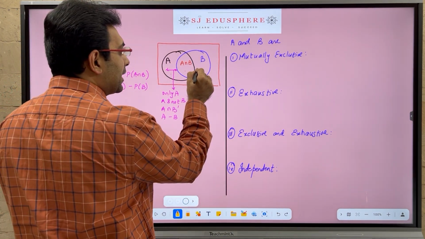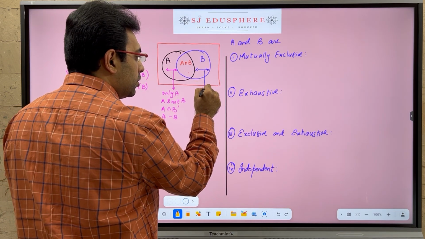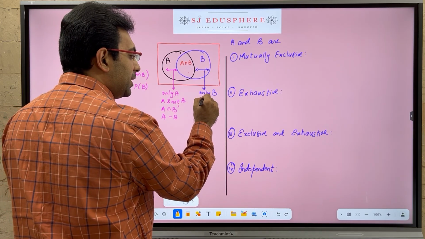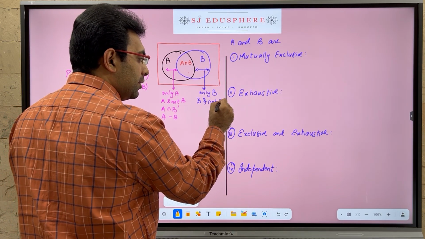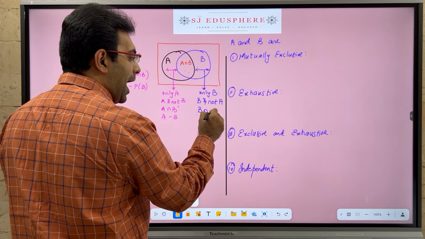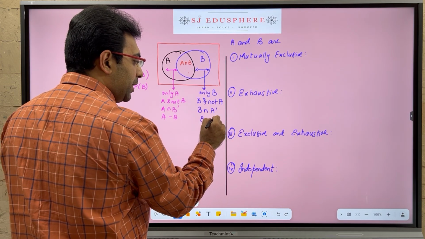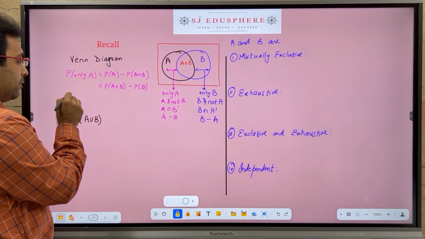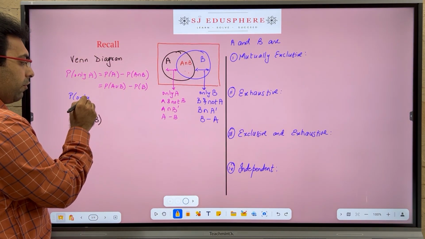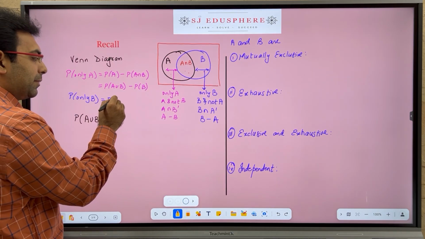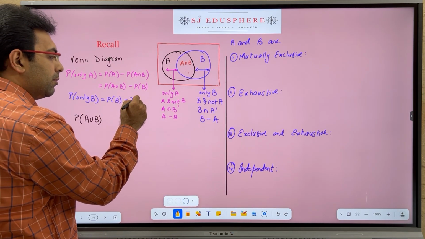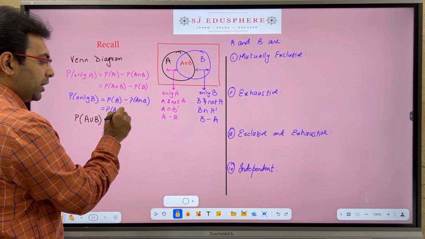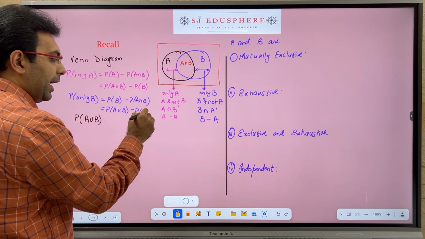Similarly, can I say this part over here was only B? Only B means B and not A. So from B, remove all that was in A. If I tell you to find probability of only B, that means from B, remove A intersection B, or else from the union, remove full A.